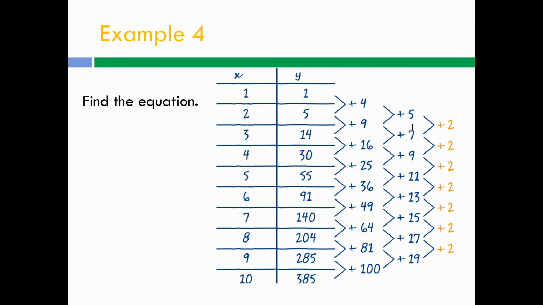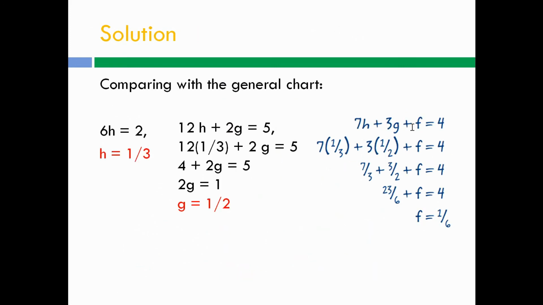And I know h is 1/3. So you plug it in. 12h plus 2g equals 5. The h is 1/3, so 12 times 1/3 is 4, plus 2g equals 5, and g equals 1/2. So now you have the second value.